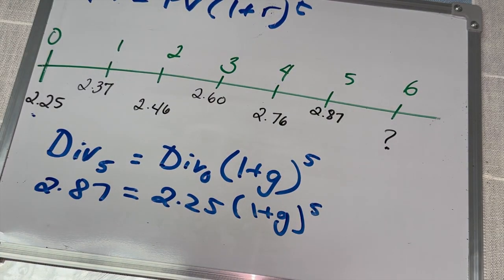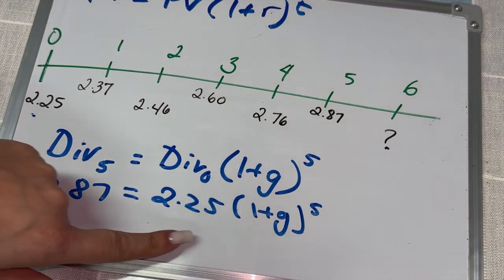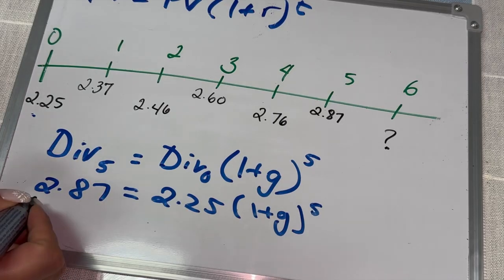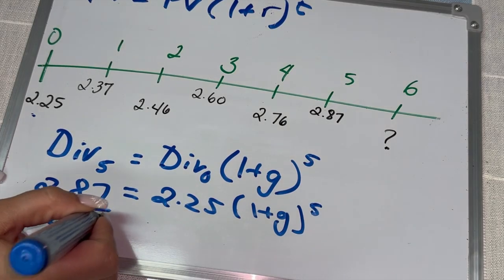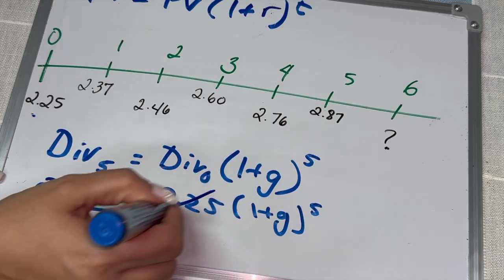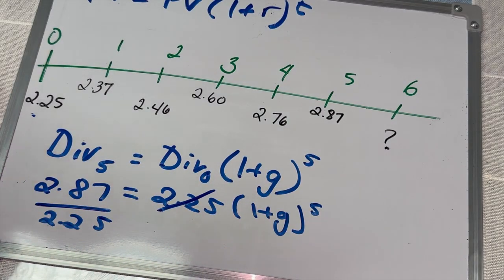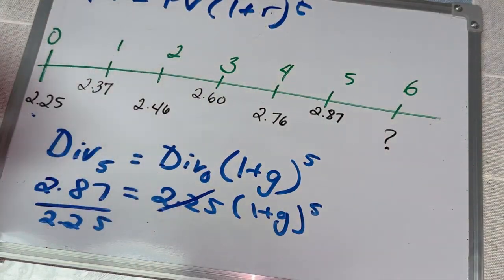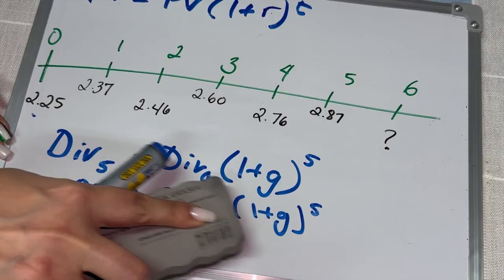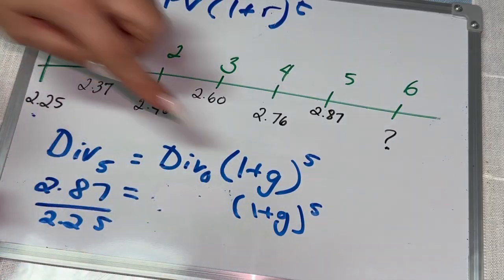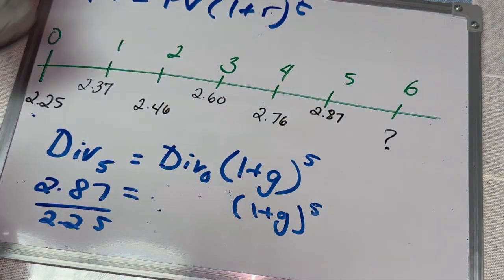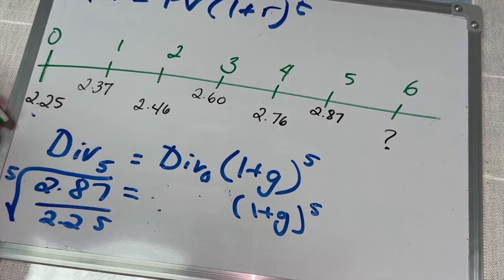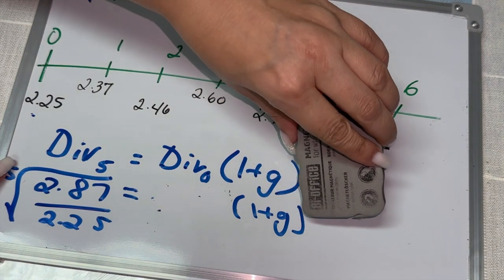Okay? Let's continue. How do I get G? I need to divide both sides by 2.25, okay? To get rid of it. So if I'm going to get rid of this, because I divided both sides, I'm left with (1 plus G) to the power of 5. To get rid of this, I need to take the fifth root from both sides, so I can get rid of this 5.